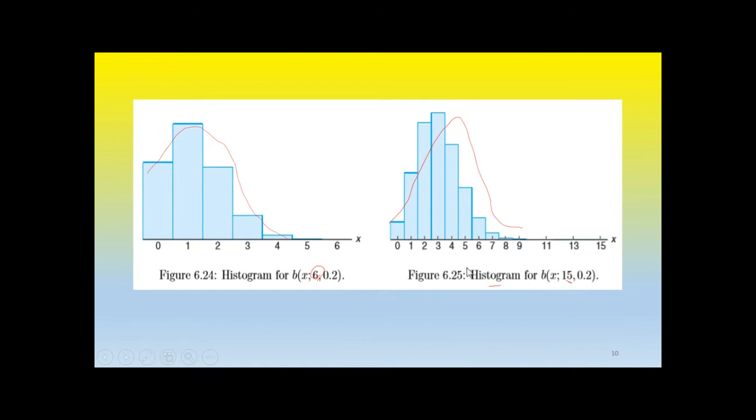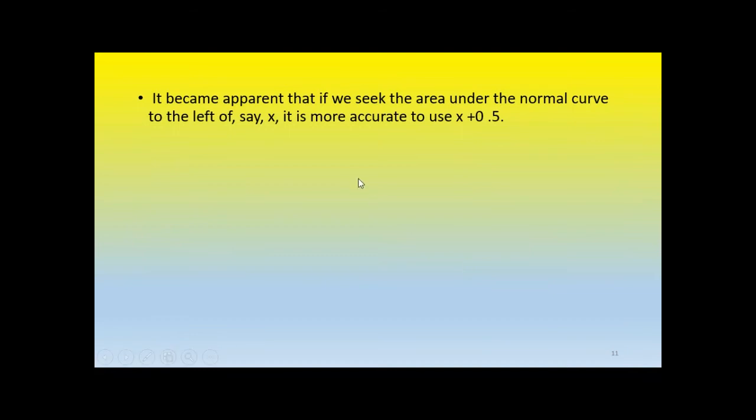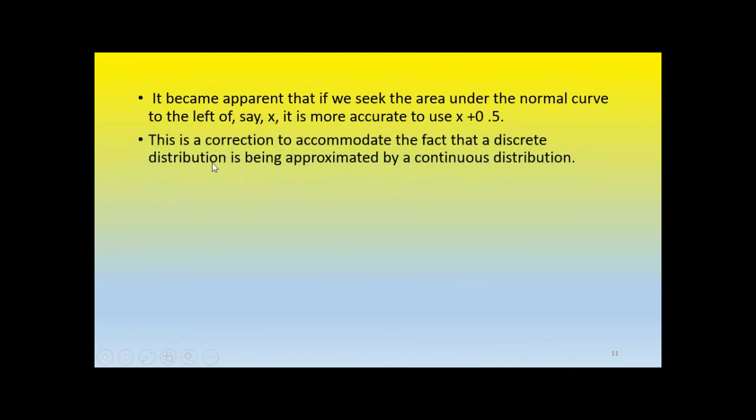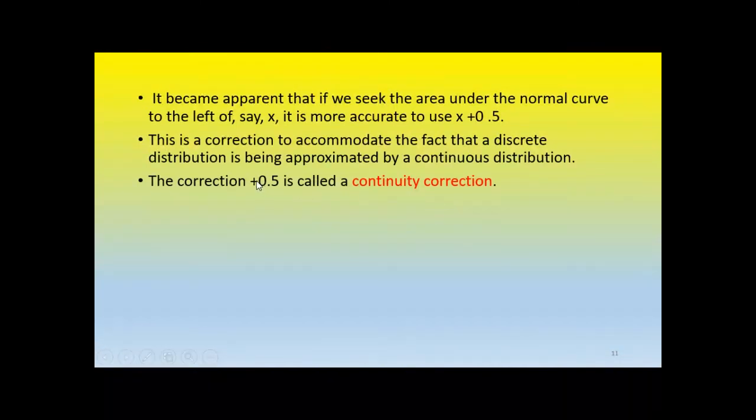So when the sample size is more, the histogram may fit the normal curve. It became apparent that if we seek the area under the normal curve to the left of x, it is more accurate to use x plus 0.5. So some correction factor, 0.5, is being added to get more accuracy. This correction accommodates the fact that a discrete distribution is being approximated by a continuous distribution. You remember binomial is discrete, and normal is continuous. How to get them approximated, how to make them fit each other? To fit, we are adding 0.5. Sometimes we will subtract 0.5. The factor 0.5 is called the continuity correction factor, plus or minus actually.